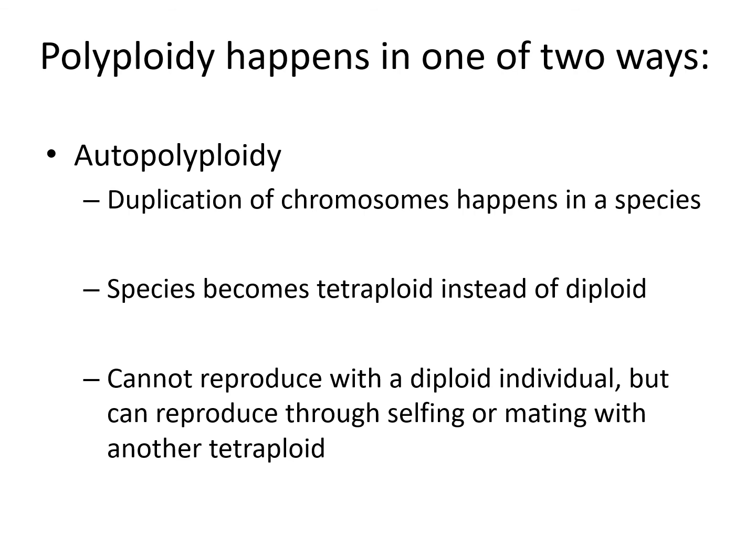you can only successfully reproduce with other tetraploid things. So if you have a tetraploid offspring that can make babies with itself, that's going to really reinforce that autopolyploidy and potentially create a whole new subgroup.